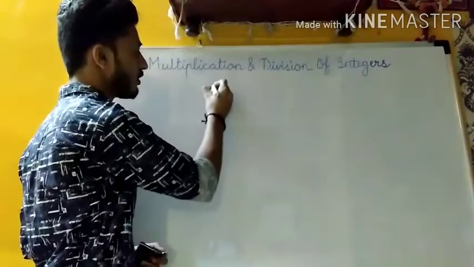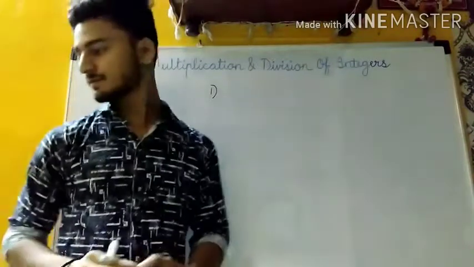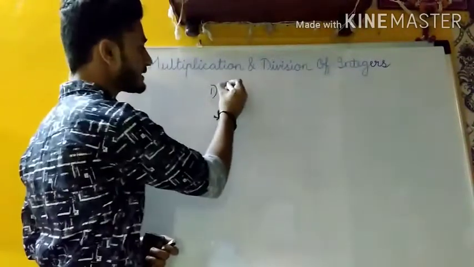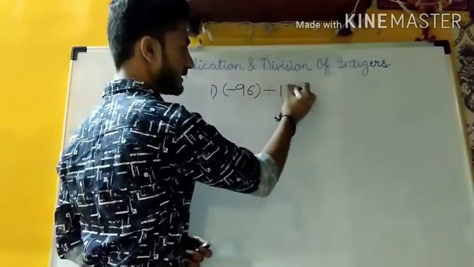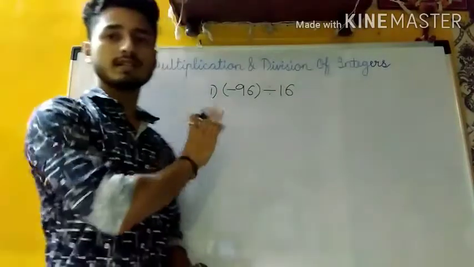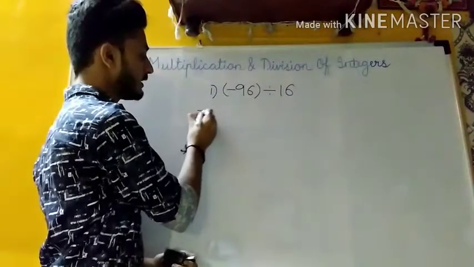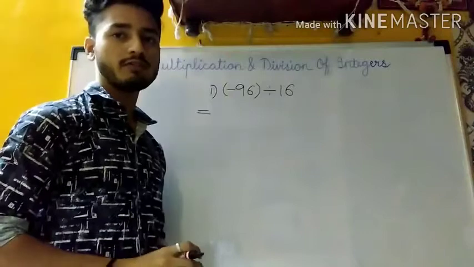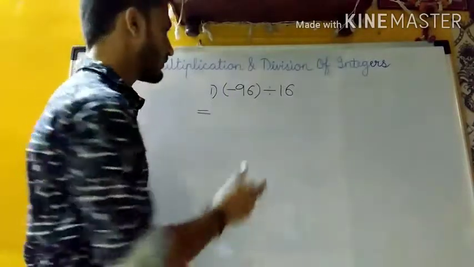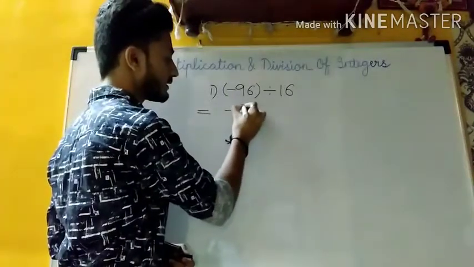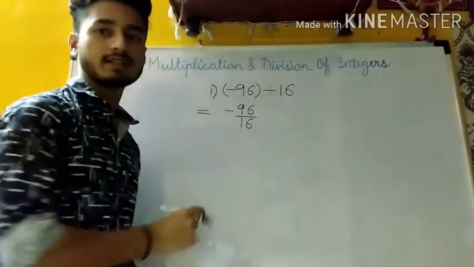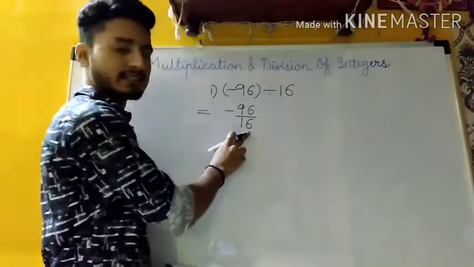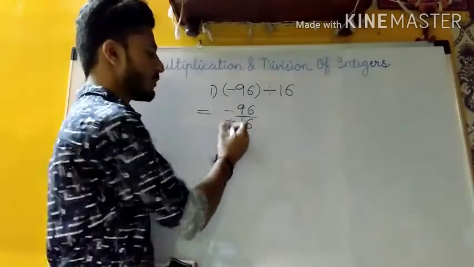So let's begin. The first sum of practice set number 9, that is minus 96 divided by 16. Okay, so this is the question. Now the first step is that we are going to write the question in the form of numerator upon denominator. Okay, so the first is minus 96 upon 16. Okay, this is our first step, and since 16 is not having any sign, we'll assume it is positive.